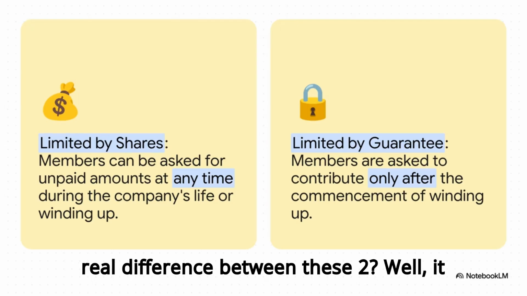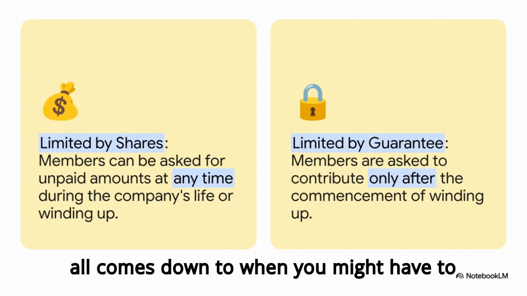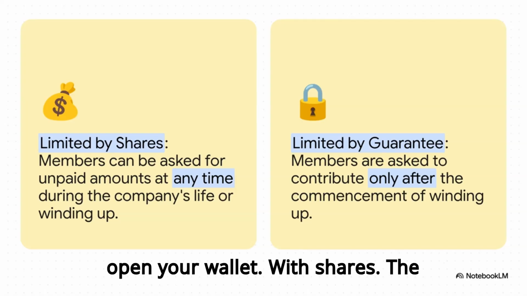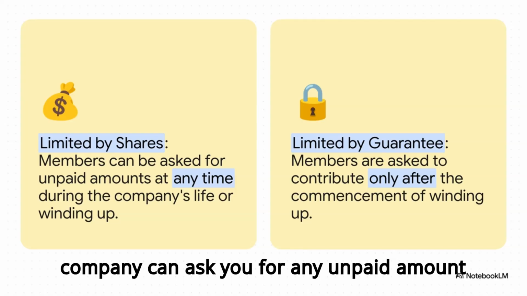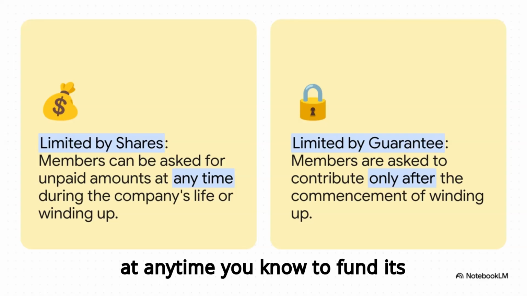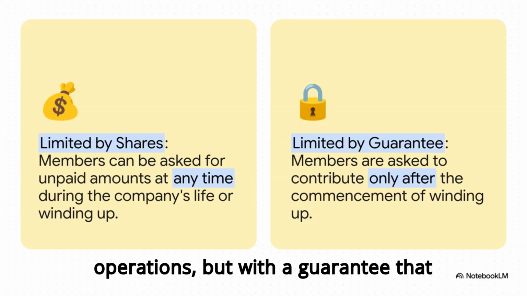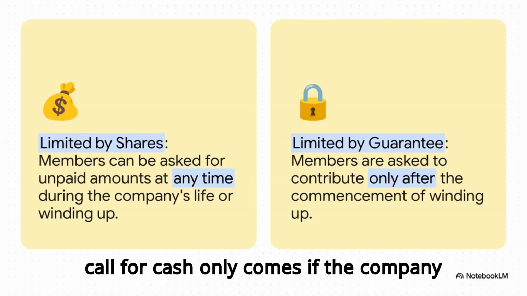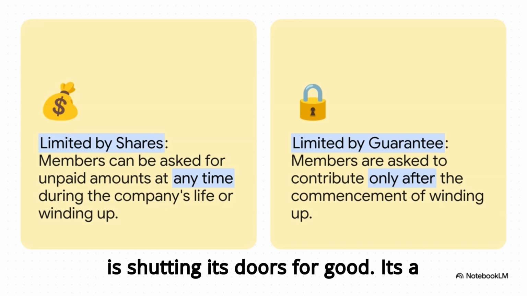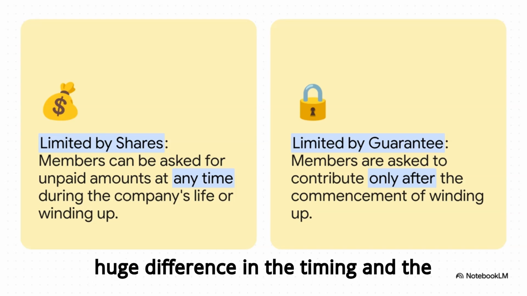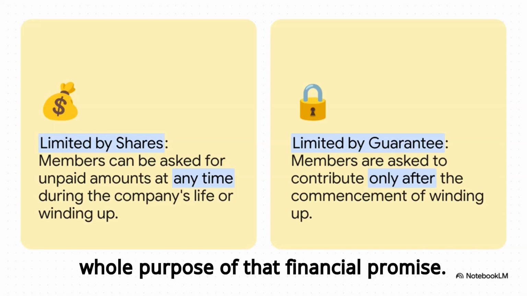So, what's the real difference between these two? Well, it all comes down to when you might have to open your wallet. With shares, the company can ask you for any unpaid amount at any time, to fund its operations. But with a guarantee, that call for cash only comes if the company is shutting its doors for good. It's a huge difference in the timing and the whole purpose of that financial promise.